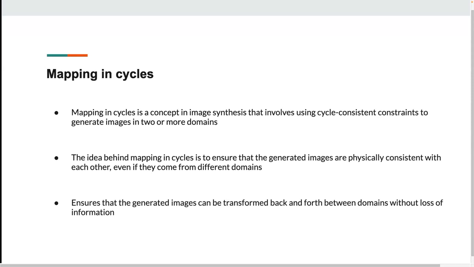The idea behind mapping in cycles is to ensure that the generated images are physically consistent with each other, even if they come from different domains, as explained before. It also ensures that generated images can be transferred back and forth between domains without loss of any information. As you may know, in the medical field we care about the loss of information, and we need to be precise about this, so we can read the images for the patient and cure them accurately.